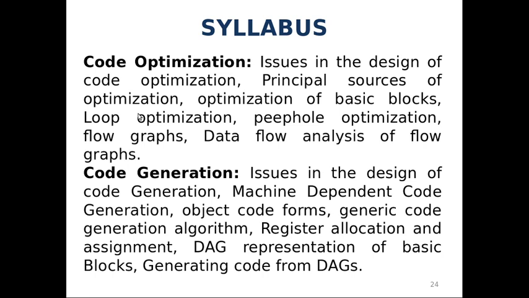So, in the beginning lecture, nothing but lecture 1, already I told you it consists of two chapters. One is code optimization, and the second one is code generation. Under code optimization, especially in lecture 1, we discussed the issues in the design of code optimization.